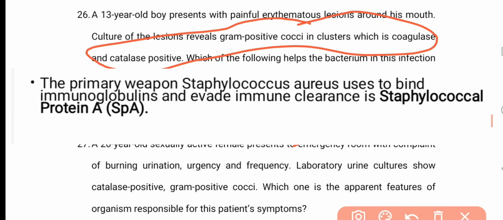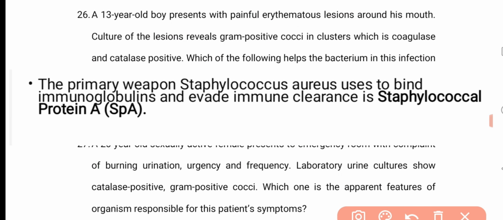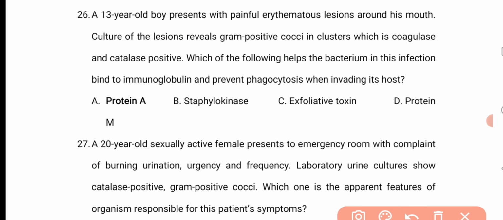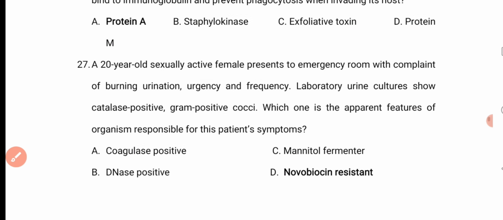Staph aureus. So the protein that is used by Staph aureus to evade the immune system is Protein A. Okay, so the correct answer is A. Protein A is a protein used to evade the immune system by Staphylococcus aureus. The correct answer is A.